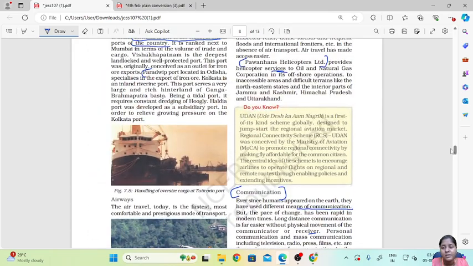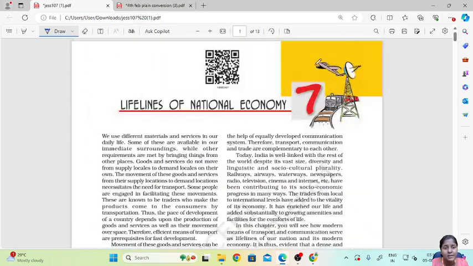So this is your chapter 7, that is Lifelines of National Economy.